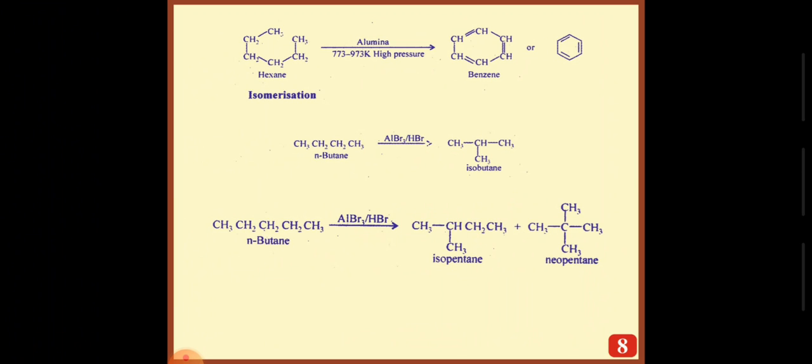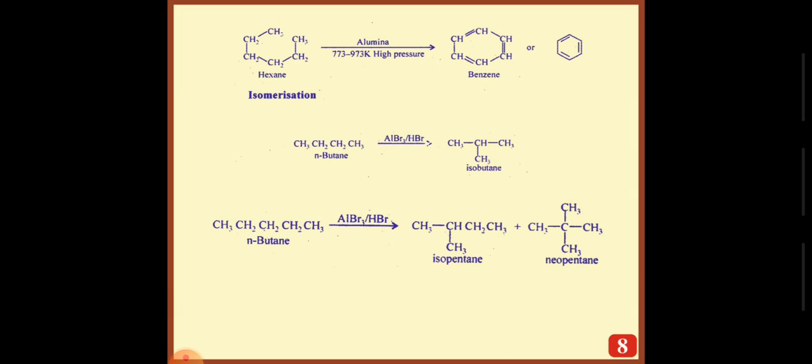Next is isomerization. When normal alkane is heated in the presence of AlBr3 or HBr or aluminum sulfate and sulfuric acid at room temperature, its isomers are formed. This process is known as isomerization.